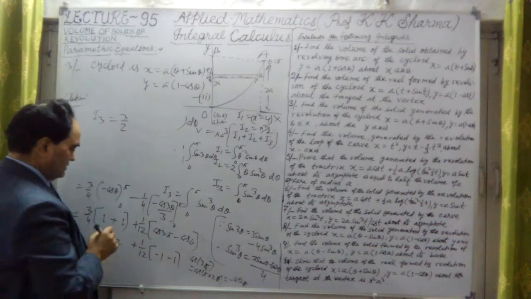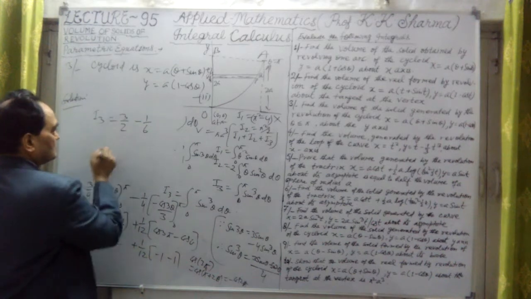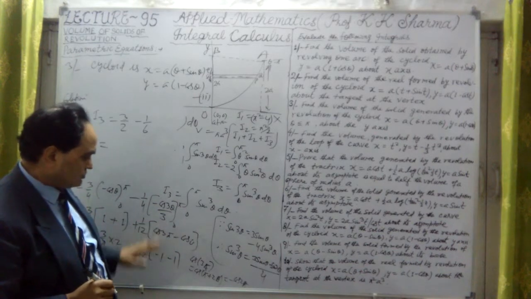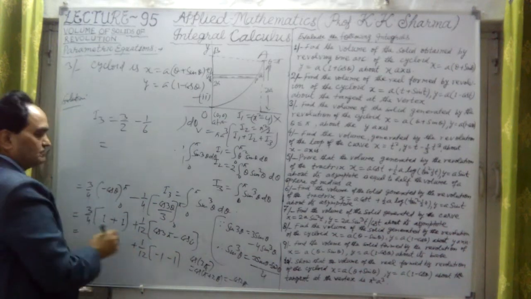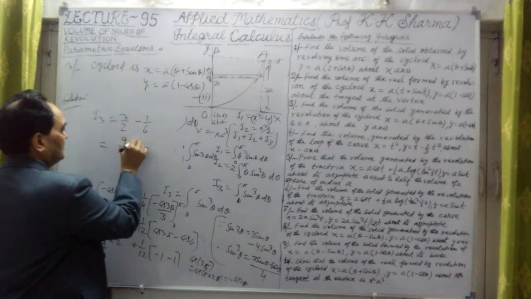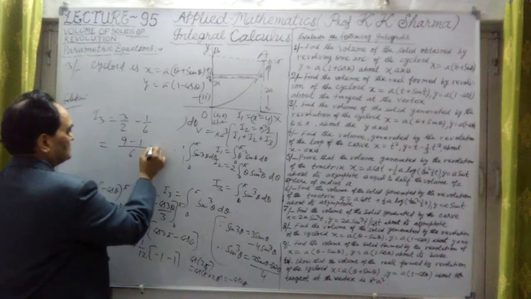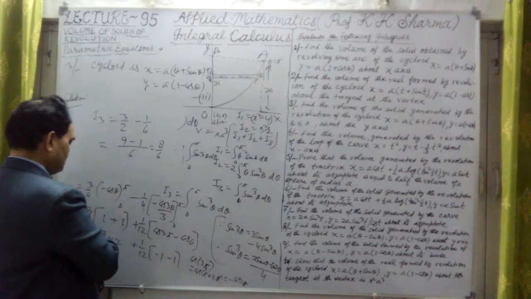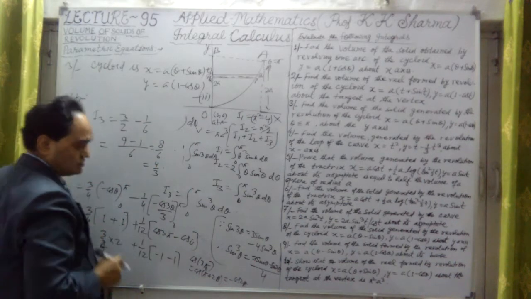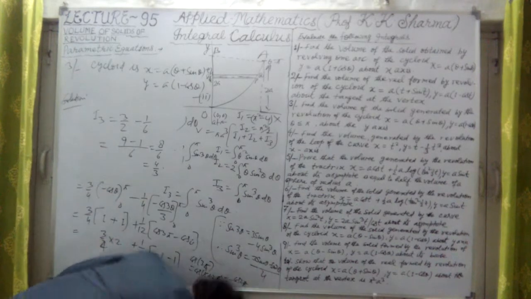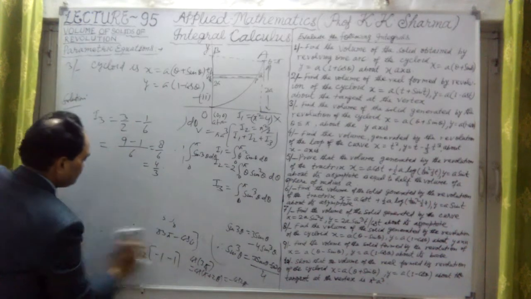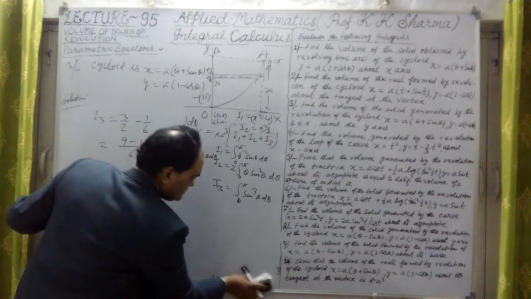First step, it is minus 1 by 6. Why? Because it is minus 2 by 12. Minus 1, minus 2 upon 12 is minus 1 by 6. Now let me take LCM 6 here. So 2 times 3 is 6, 3 by 2 is 9 by 6, minus 1 by 6. This is 8 upon 6. This is 4 by 3. So this is your I3 here. So I3 is only 4 by 3.